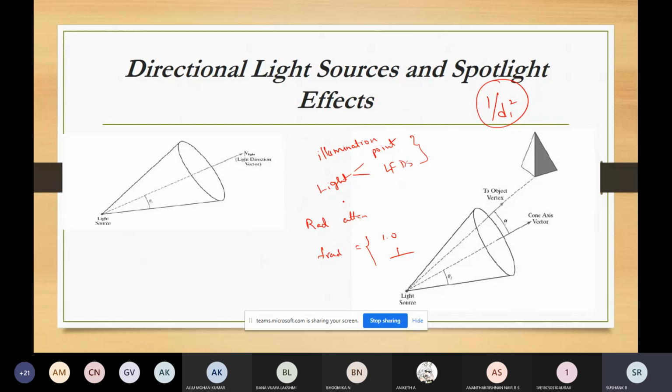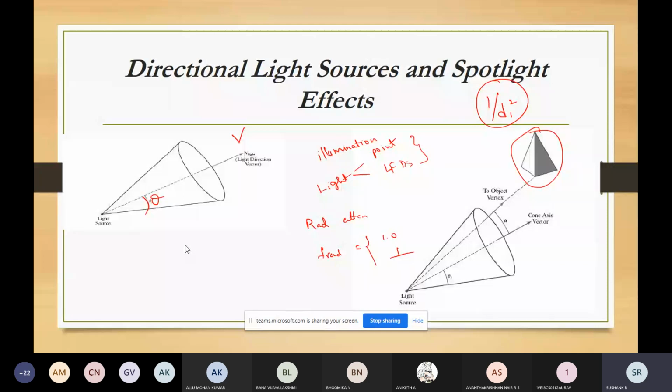Then for this distance from light sources, we added two features: one vector and theta. So only those things which were within this direction were able to see the object. For that we derived one value, V_object into V_light is equal to cos alpha, and the cos alpha should be greater than cos theta for the object to be visible. These derivations we made in the last class.